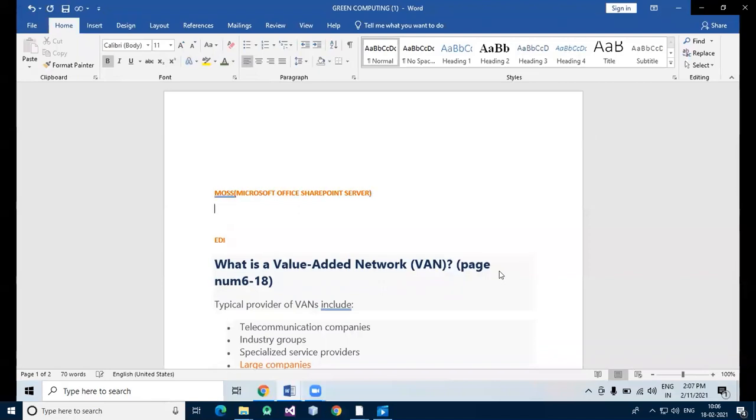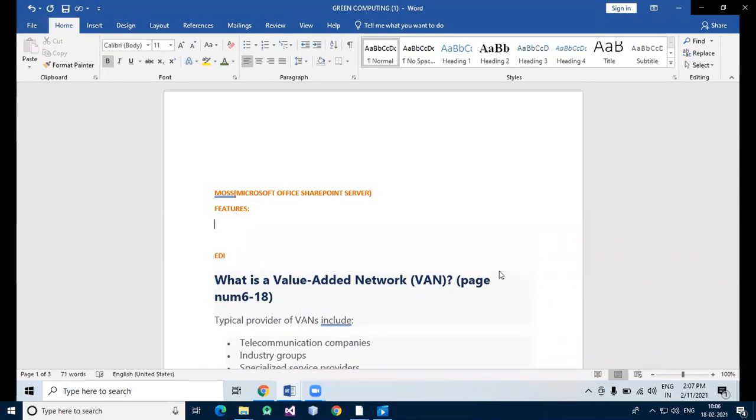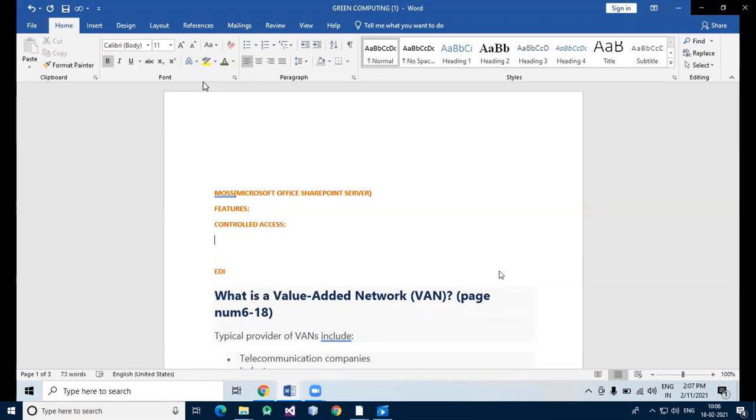So here are some features of MOSS, that is Microsoft Office SharePoint Server. The first feature is control access. Here in MOSS, document and management policies can be customized. It is developed to customize the documents and manage the policy by applying access rights on documents. Access can be managed at the per-item level also.